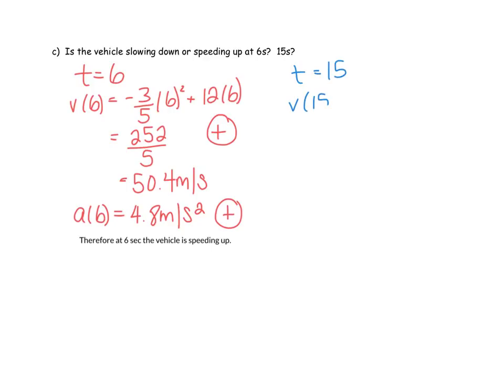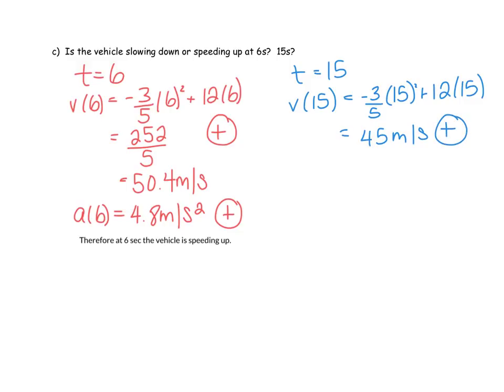So I'm going to plug in 15 into my equation for velocity. So I get negative 3 over 5 times 15 squared plus 12 times 15. And then when I expand, simplify, multiply, I get 45 meters per second. Again, we have positive velocity.